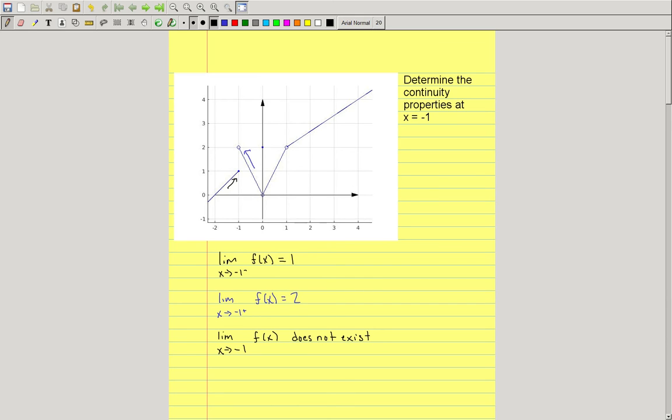And then lastly, what we would like to look at is the value of the function itself at -1. And if we look very closely, we see here that the value assumed by the function is equal to 1 at that point. So our limit does not exist, but our function is defined at this point. However, we must conclude that at -1, the function is not continuous.